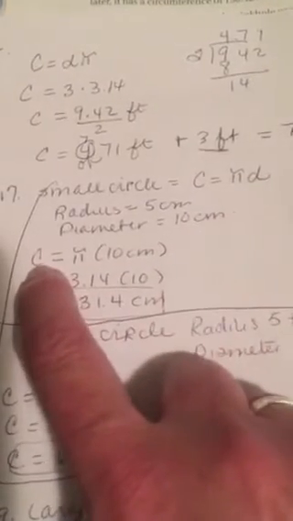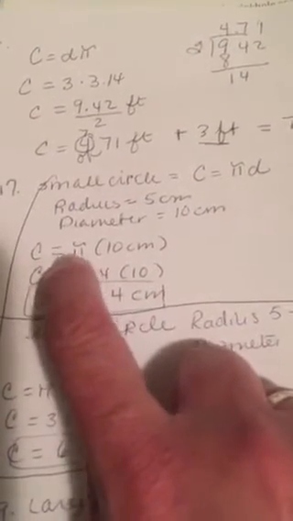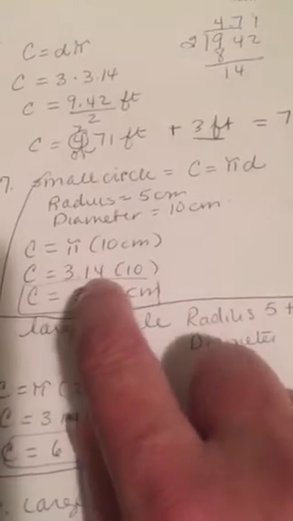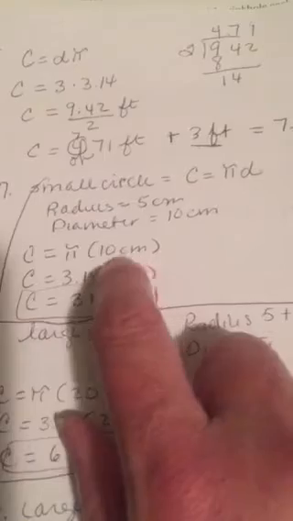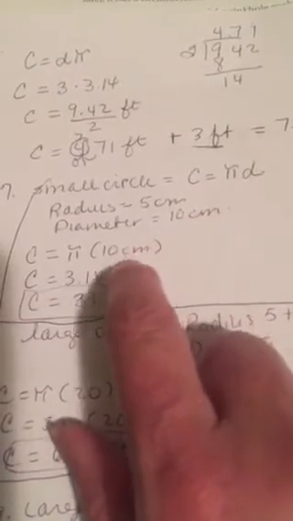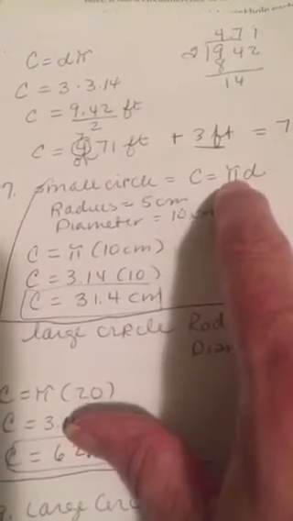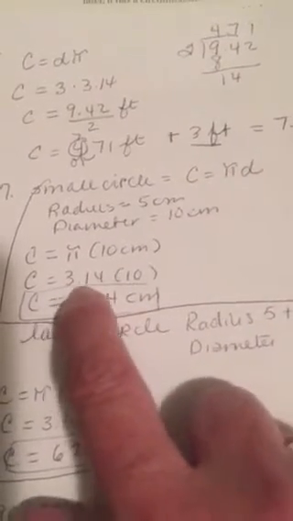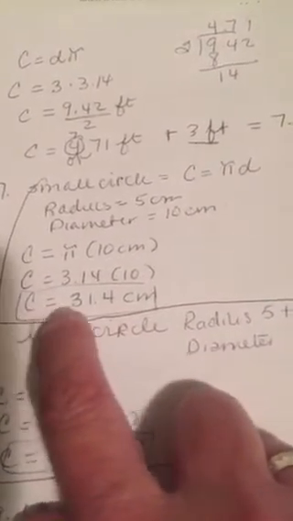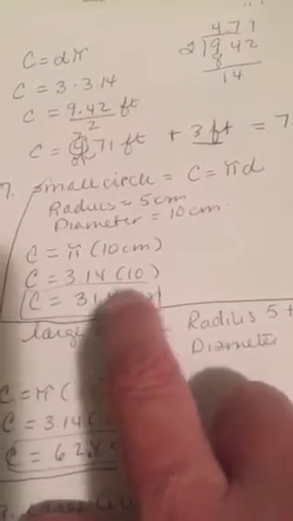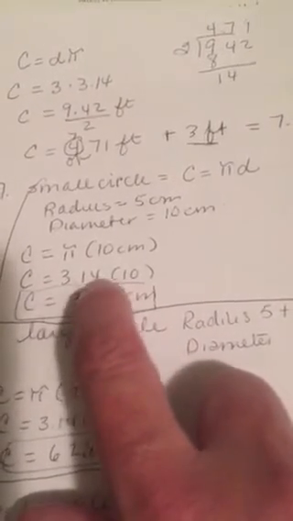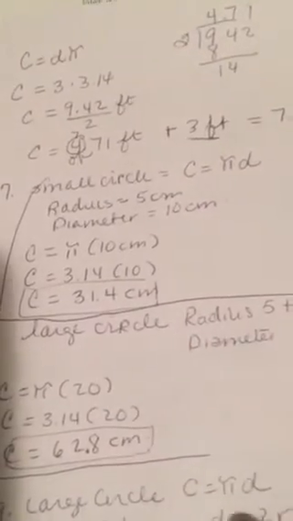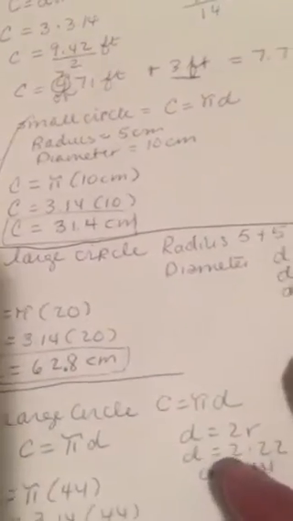So then we put the circumference, which is C, is going to equal pi. That's that 3.14 right here. And times 10 centimeters because circumference equals pi times diameter. So we just plugged it in, and what do we get? Circumference equals 31.4 because we times 3.14 times 10, the diameter. Pretty easy there. But now we have to do the large circle.